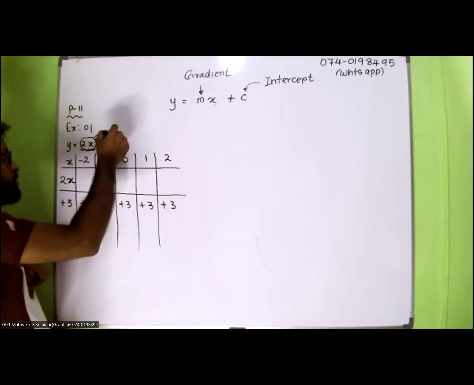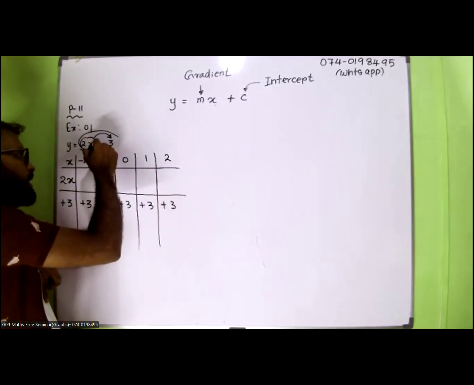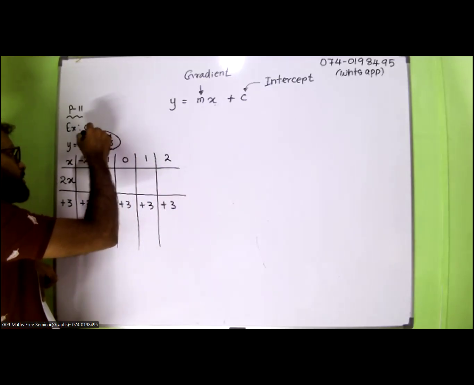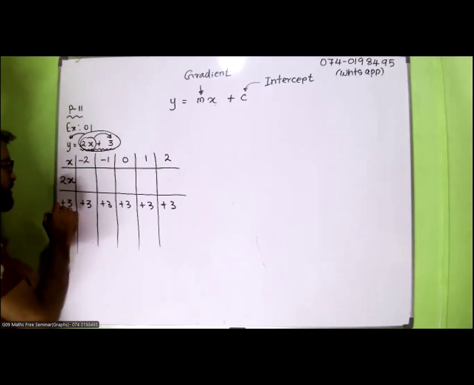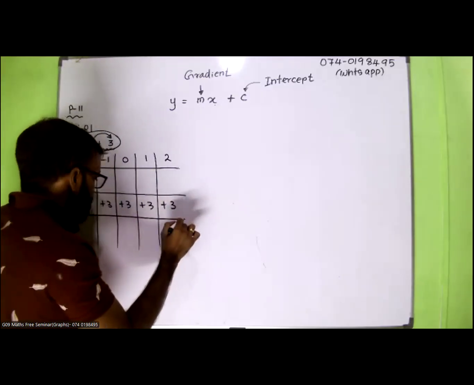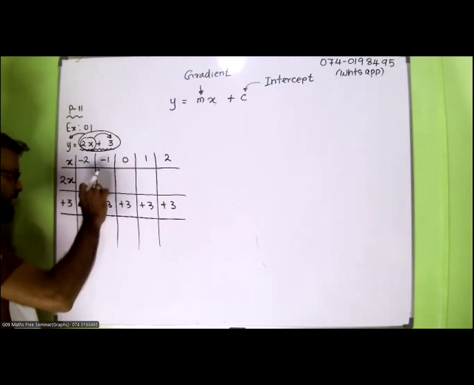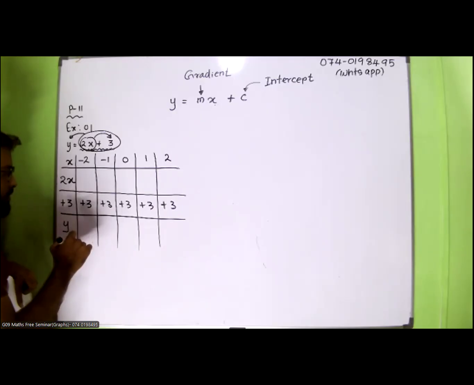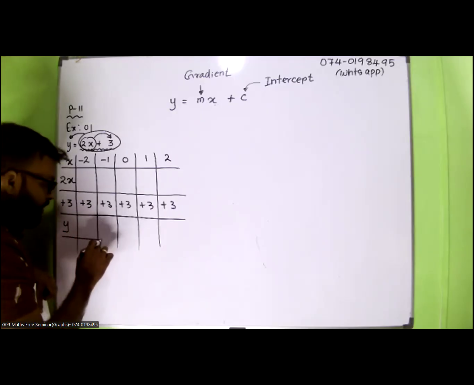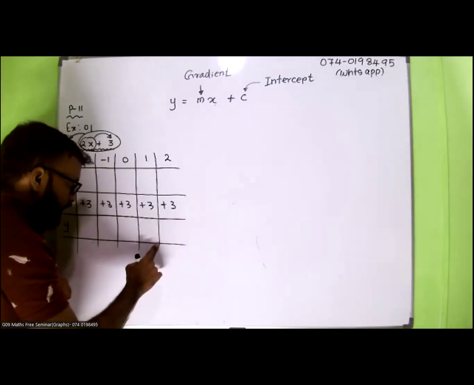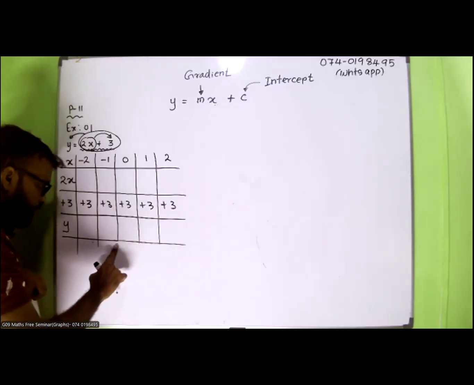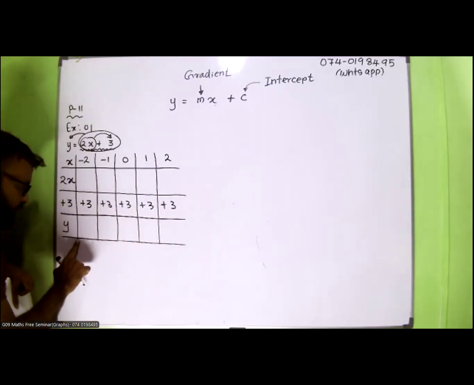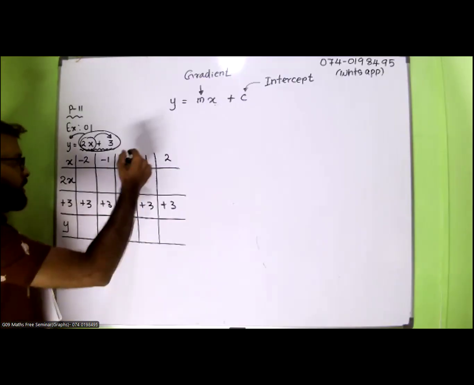So this whole expression equals y. If you get the addition of these two values, it equals y. So now this is the end of table 1. So guys, I am going to fill the table.